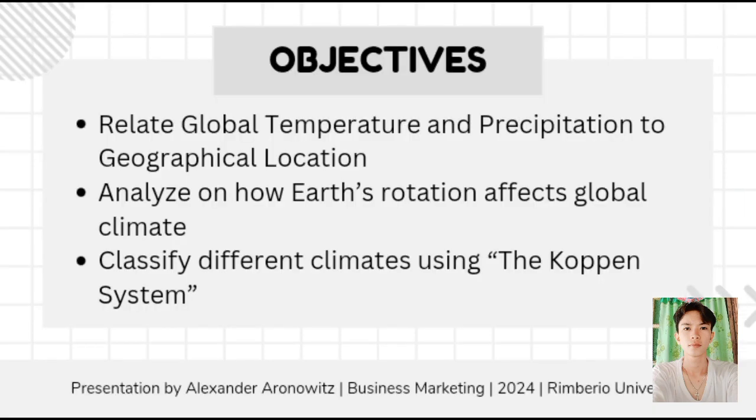So, first, these are our learning objectives. Relate global temperature and precipitation to geographical location. Analyze how Earth's rotation affects global climate. And lastly, classify different climates using the Köppen system.